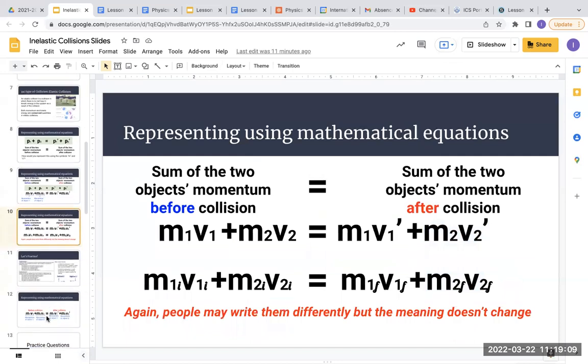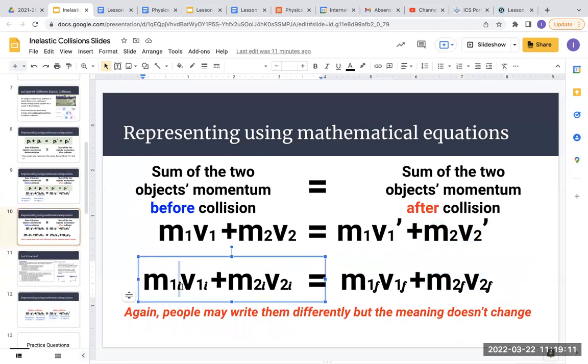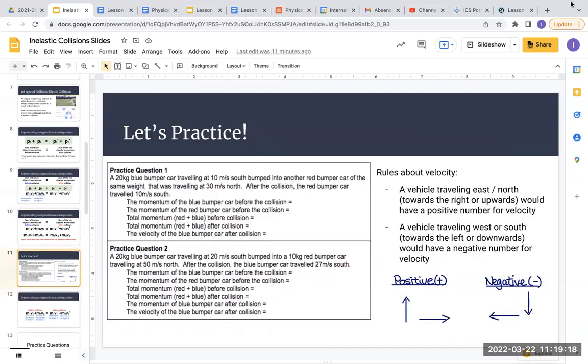And so again, you can write it slightly differently. Instead of using the prime, you could use initial or final. That's totally up to you. Now let's do some practice questions. In your notes, you have two questions and they look like this.